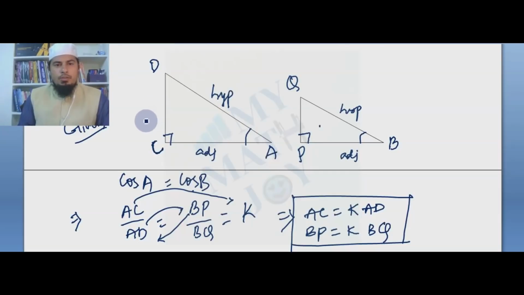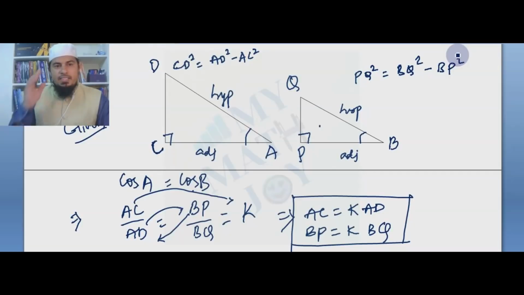by Pythagoras theorem? I want to convert this CD in terms of given side. So CD can be written, by Pythagoras theorem, as AD square minus AC square. Okay, so CD square can be written as AD square minus AC square. Similarly here, BQ square minus BP square. Please note Pythagoras theorem. I am taking the Pythagoras theorem where I have transposed the hypotenuse to the other side.